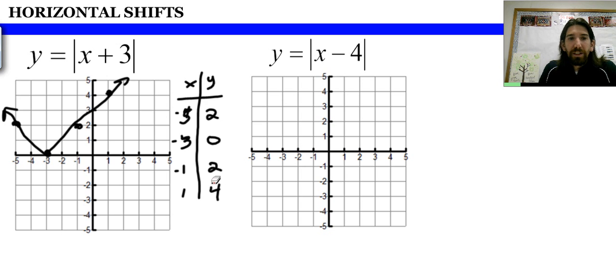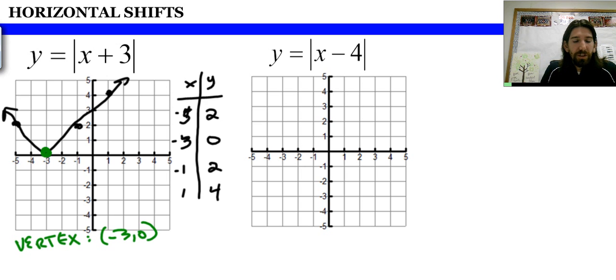Okay, so I made a table. You're always welcome to make tables, but eventually you want to learn all the rules. Where's the vertex here? The vertex is at -3, 0. The vertex is usually at 0, 0. So what happened? It shifted to the left 3. So if here I looked at it, I had to add 3, but I shifted to the left.